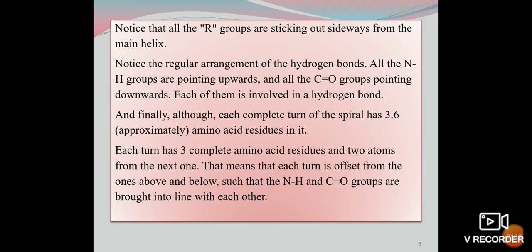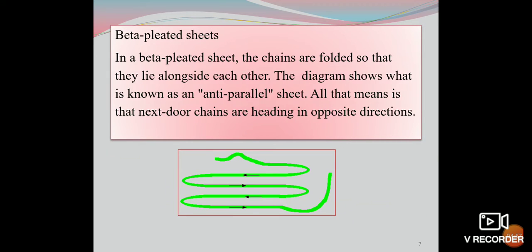And finally, each complete turn of the spiral has approximately 3.6 amino acid residues in it. So when we complete a turn of a spiral, there are 3.6 amino acid residues in it. Each turn has 3 complete amino acid residues and 2 atoms from the next one. So it brings it to 3.6. That means that each turn is offset from the ones above and below, such that the NH and C=O groups are brought in line with each other.